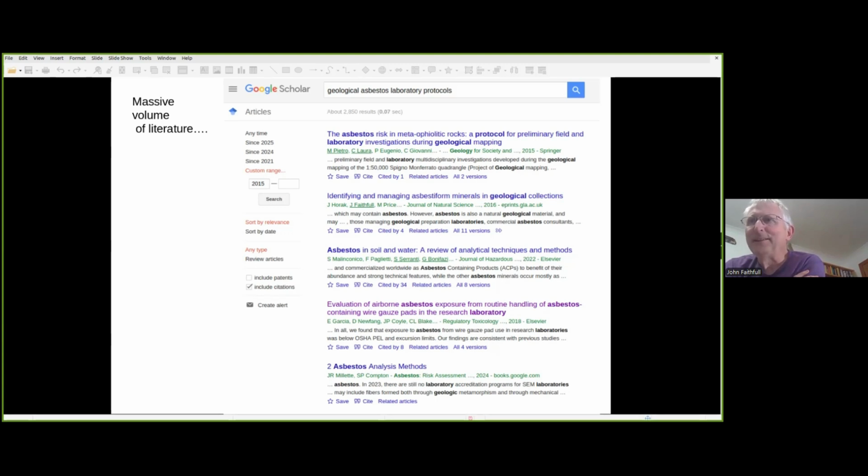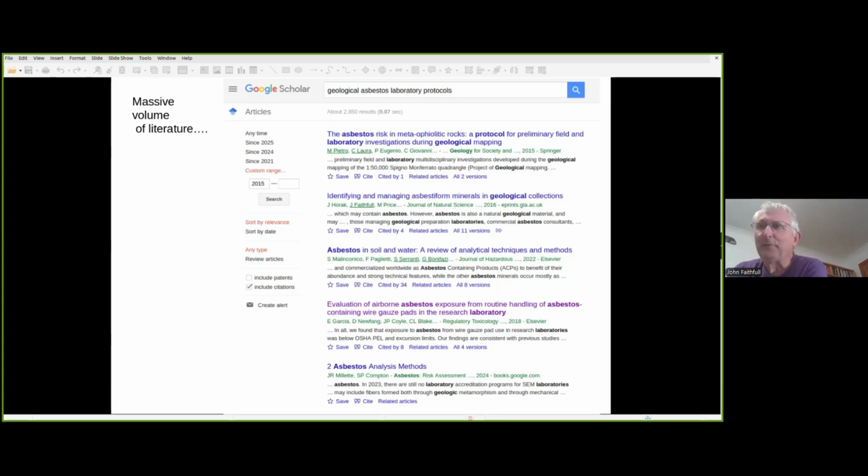In the nearly 10 years since that meeting, relatively little has happened in the UK, and I think that urgently needs to change. But in the 10 years since that meeting, for example, Geological Asbestos Laboratory Protocols gives us 2,850 results. I've not read all of these 2,850 papers, and I'm sure nobody on earth has. One of the surprising things is when you look at these papers and you look at the methods statement, they're mostly rather thin on actually how sections were prepared or how analytical powders were prepared.